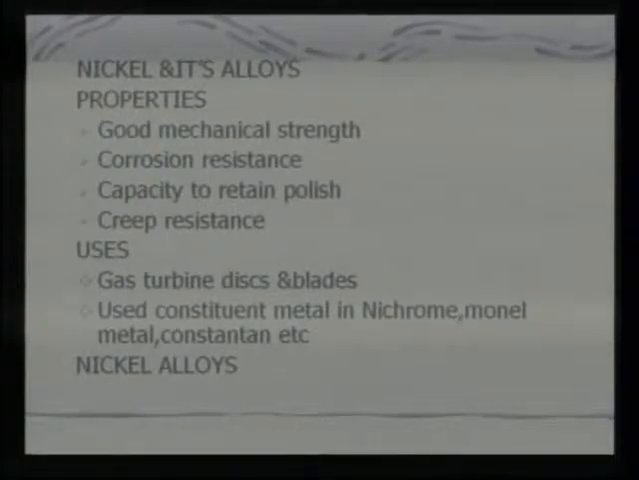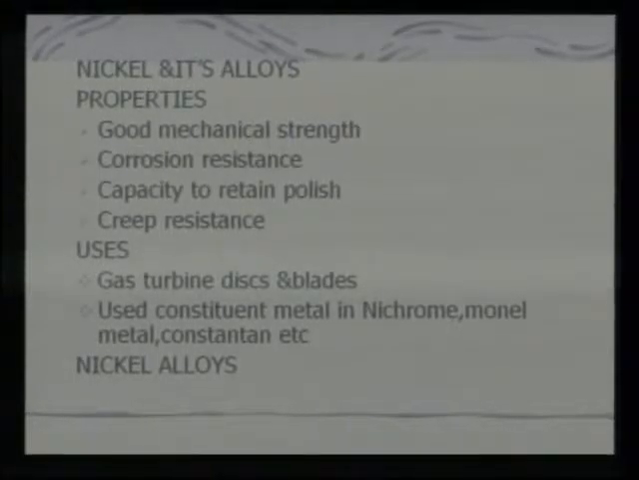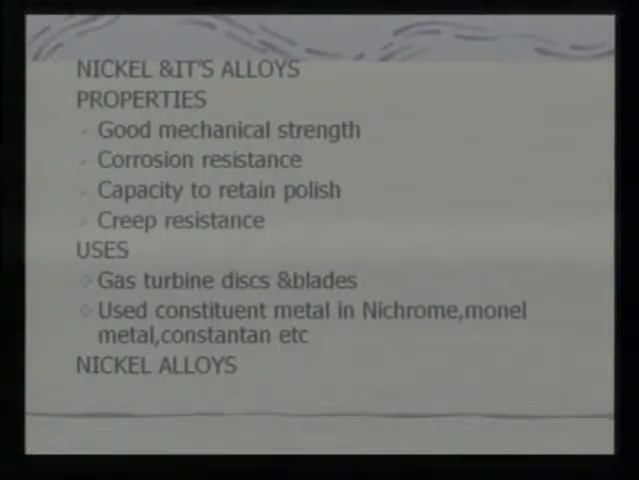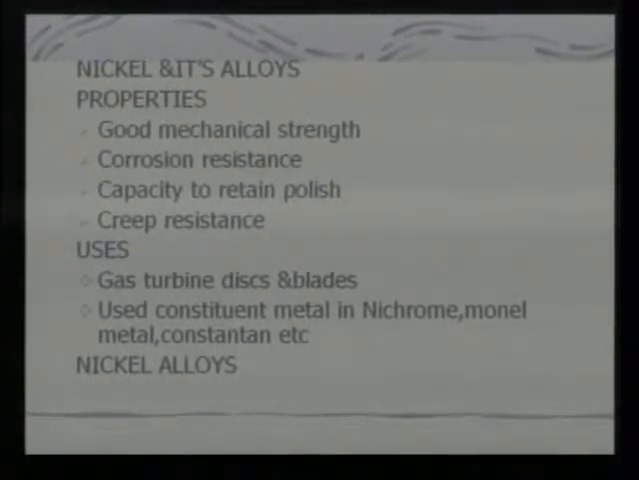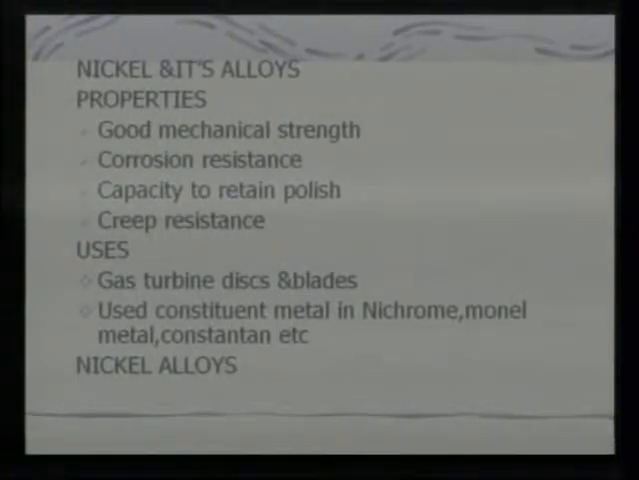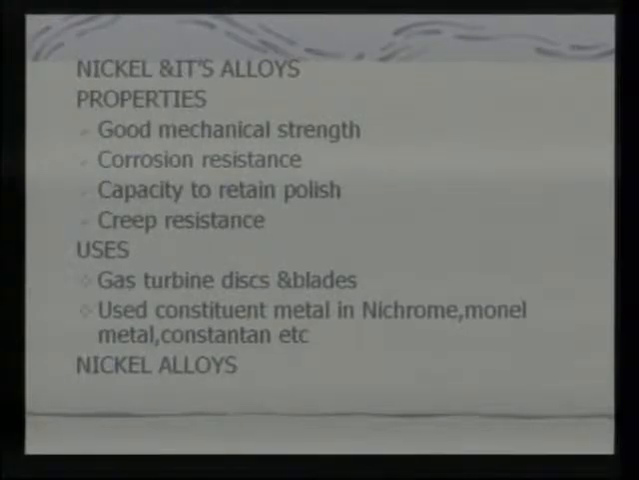Coming to the uses, nickel is used for gas turbine disks and blades. You know that gas turbine is used for generating mechanical power, which may be connected to an electrical generator to generate electrical power. It is used as constituent metal in nichrome, that is the metal or alloy used for making heating coil wires.